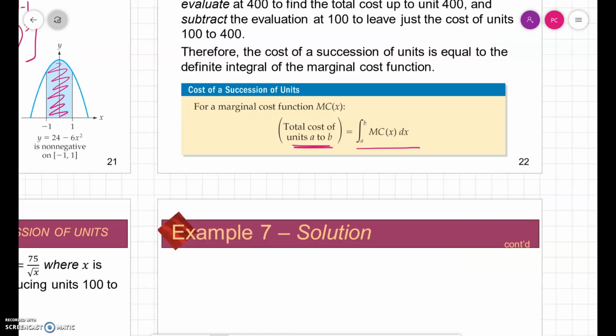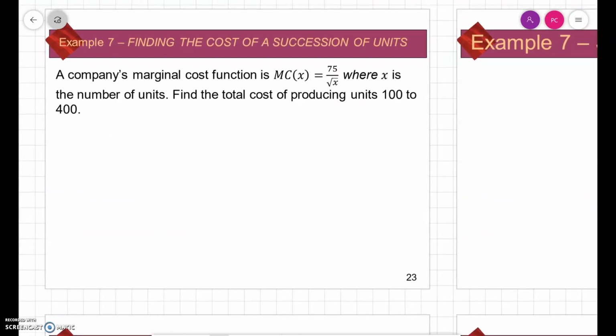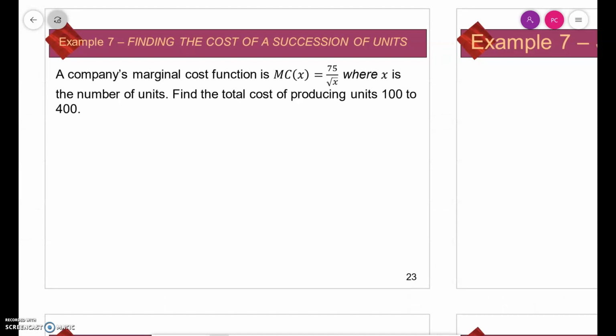So let's try an example. It says a company's marginal cost function is MC of x equals 75 over square root of x, where x is the number of units. We need to find the total cost of producing units 100 to 400. All right, so we have a marginal cost, and in order to find total cost, we have to take an integral. So we're going to integrate from 100 to 400. We're going to integrate 75 x to the negative 1/2.